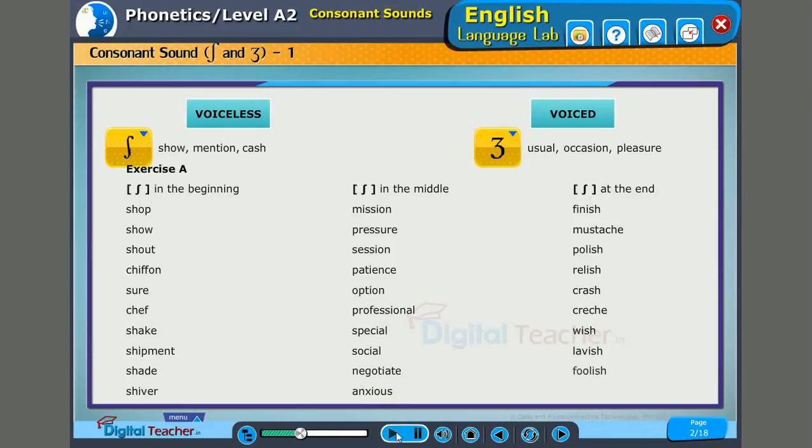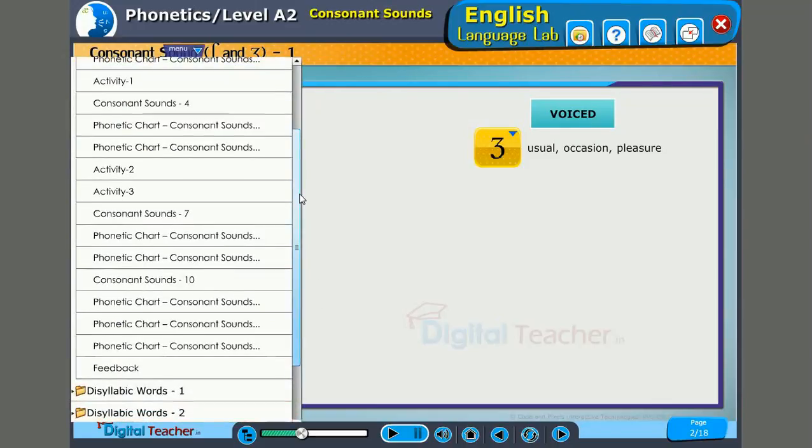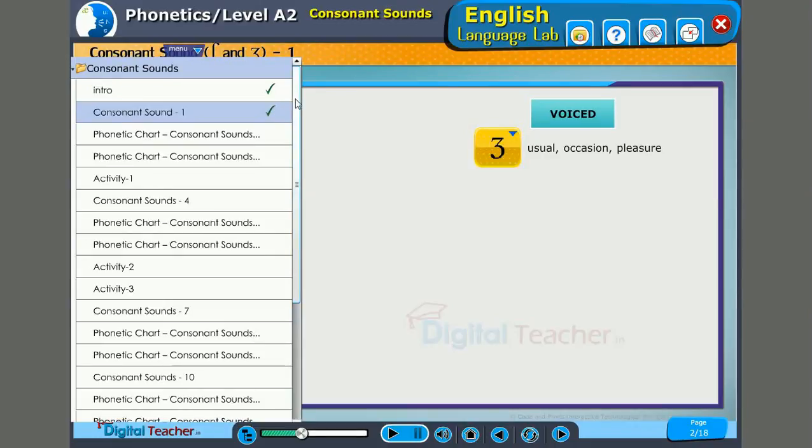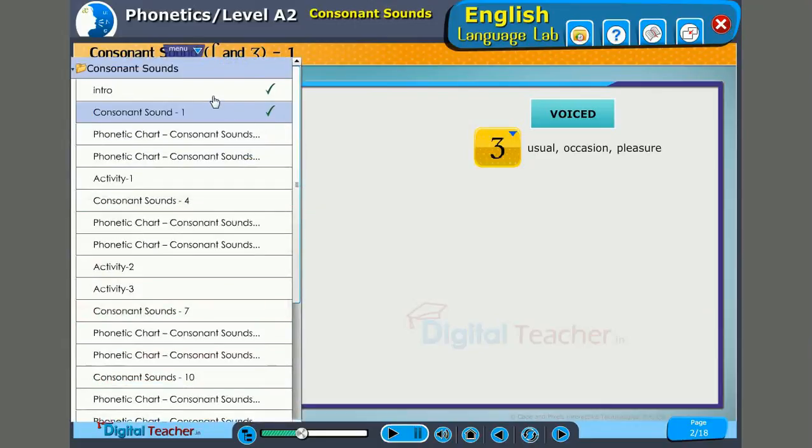Like this, we'll have consonant sounds in this section. Some of the consonants are covered here as part one, and other consonant sounds will be covered in the coming sections. Now it is level A2; consider this as part one. In the coming sections B1, B2, C1 and C2 we'll have other consonant sounds, with a detailed explanation. Now let us see some activities based on these consonant sounds.